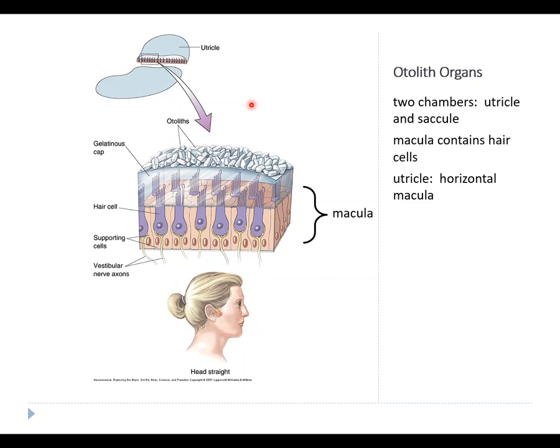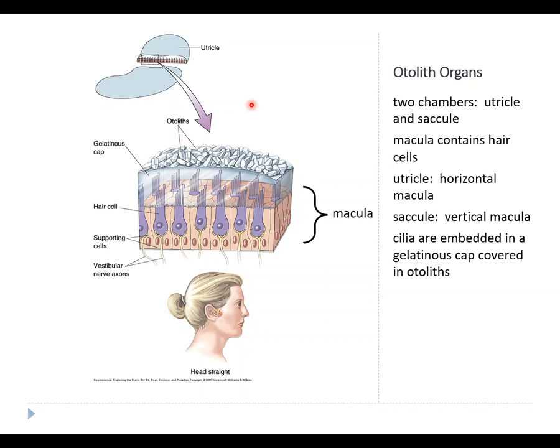And the hair cells have cilia that are activated or depolarized when they're deflected, just like the hair cells of the cochlea. The utricle contains a macula that is more or less horizontal if you're standing straight up with your head facing forward. And then each saccule contains a vertical macula. So in other words, the macula is more or less vertical if you're standing straight up with your head facing forward.